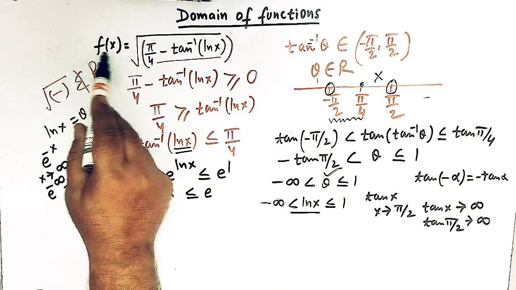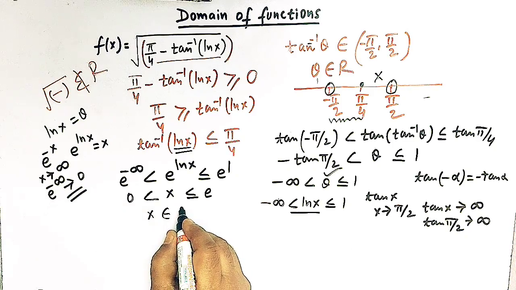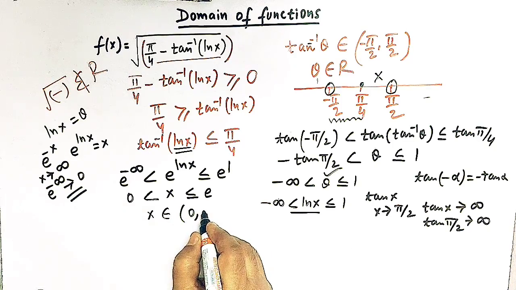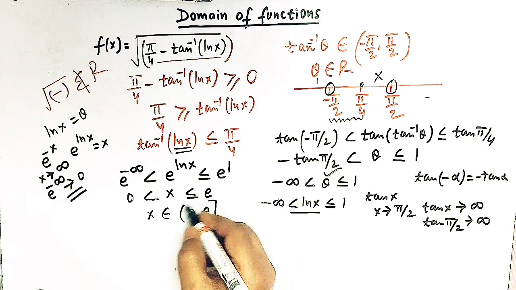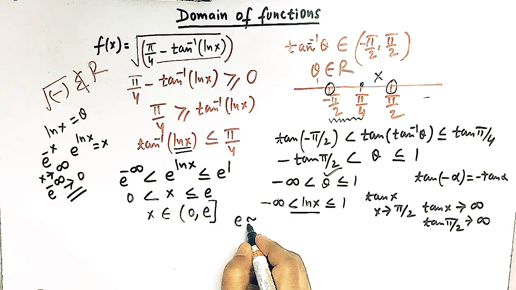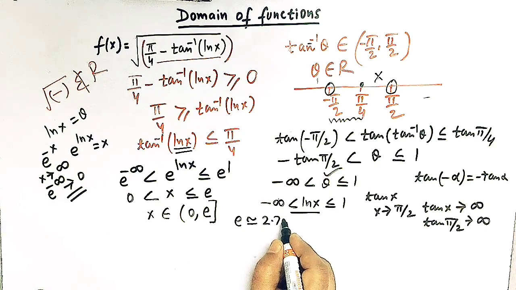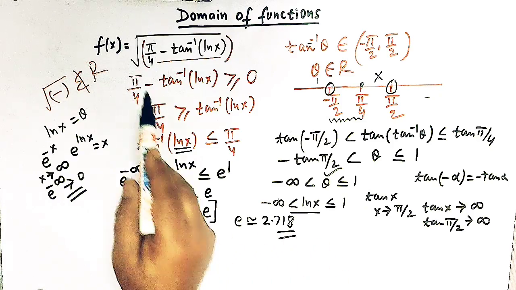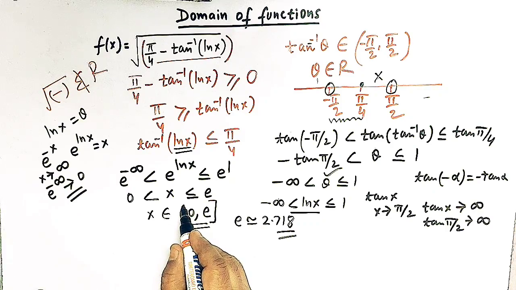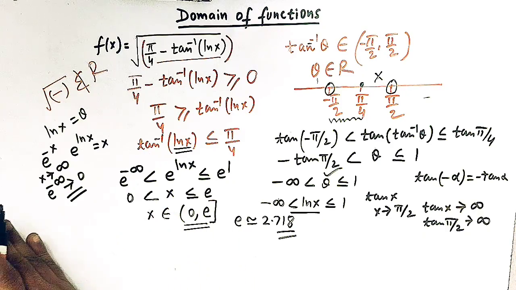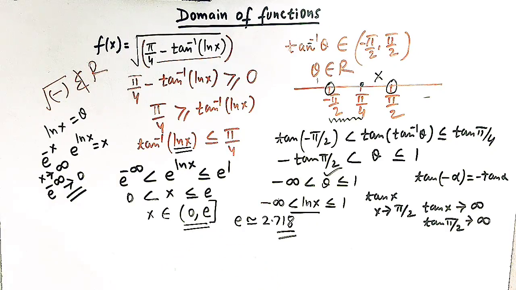So viewers, the domain of this function is given by x belonging to the interval from 0 to e, and here e is included, and remember e is an irrational number, and the approximate value of this number e is 2.718, right? So the domain of this function is given by this interval, which is open from the left and closed from the right, that is from 0 to e.